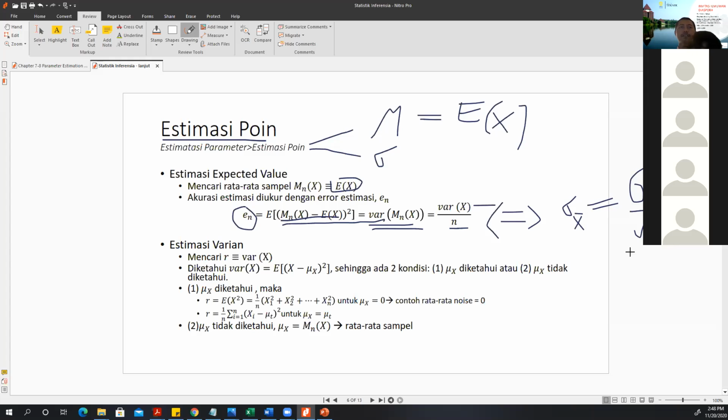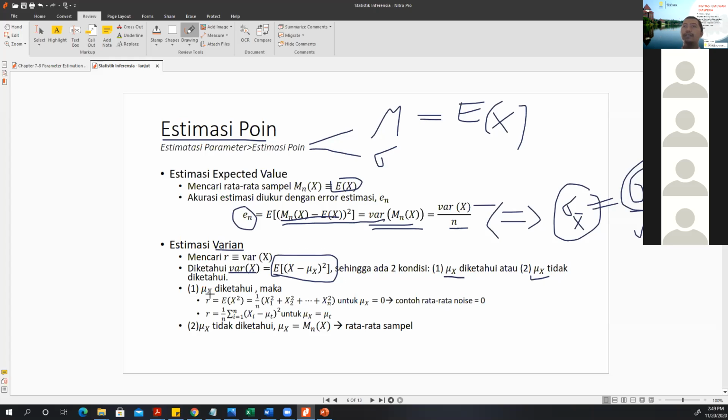And then after we estimate the expected value, we can estimate the variance, or estimate the standard deviation. Let's say to find the variance, given that the variance of the population is, we can express it like this. And from this expression, we can divide into two conditions. The first condition is that the population mean is known. And the second condition is that the population mean is not known.